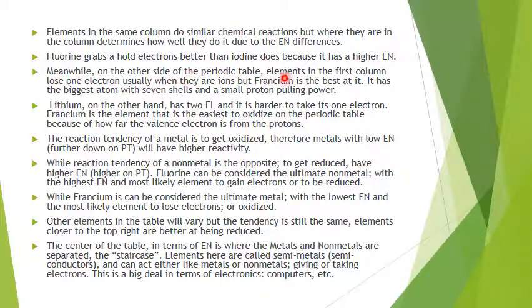Meanwhile, on the other side of the periodic table, elements in the first column lose one electron, usually when they are ions, but francium is the best at it. It has the biggest atom, with 7 shells and a small proton pull. So francium, the one valence electron, we'll talk about this later, sits 7 layers away from the protons. It's not all that hard to take that electron away for francium to become an ion, a positive charge.